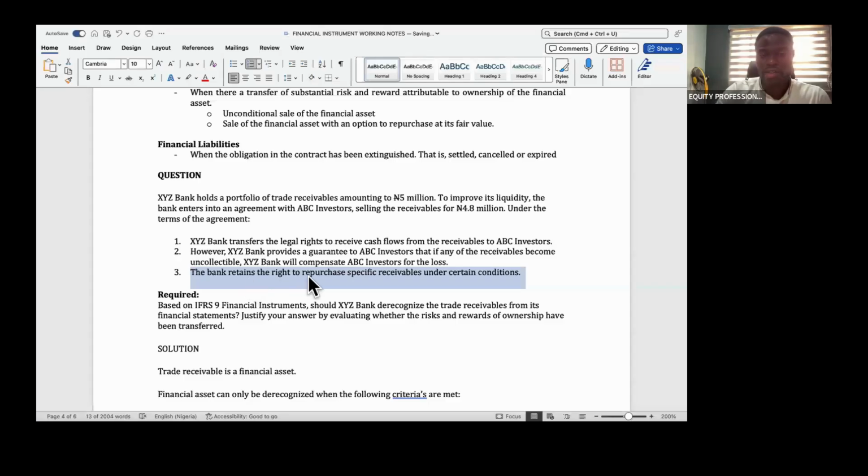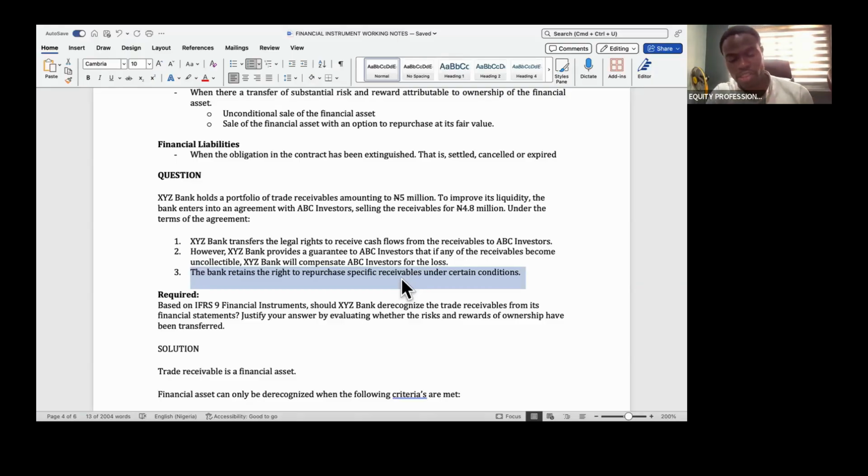Okay, so automatically, since I've seen that these two already show it, this one does not determine anything. Anyway, the bank retains the right to repurchase specific receivables under certain conditions. They didn't give us enough information, and whether it's enough or not, it won't impact our decision. What this is saying is that they can buy back the receivables under certain conditions. We cannot even use this one to make judgments because they did not tell us whether they will repurchase it at fair value or at a fixed price, because that's what will determine whether they have transferred risk and reward.